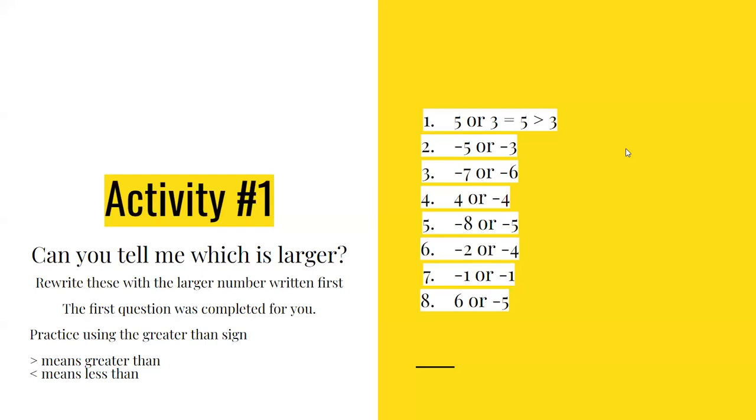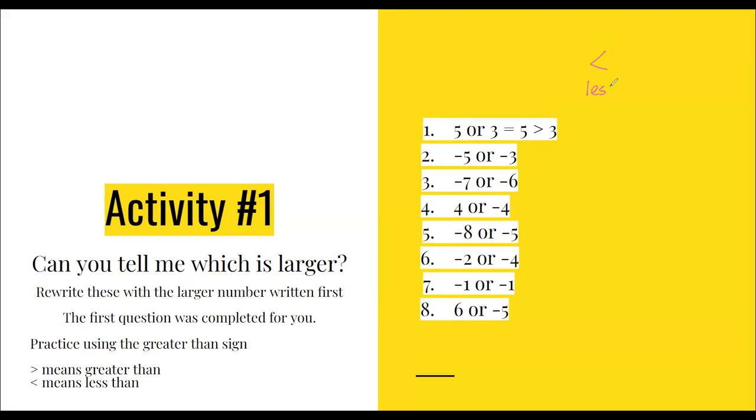So here's our first activity. I want you to use your less than and greater than signs. Remember, this one is less than, and this one is greater than. You're using your notebooks and you're going to write for me. I've done number 1 for you. 5 or 3, so 5 is greater than 3, and I'm using the symbol greater than to show it. So between -5 and 3, you're going to say, well, -5, that's not greater than 3. It is less than 3.